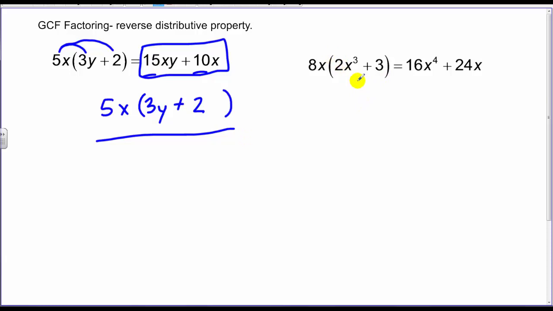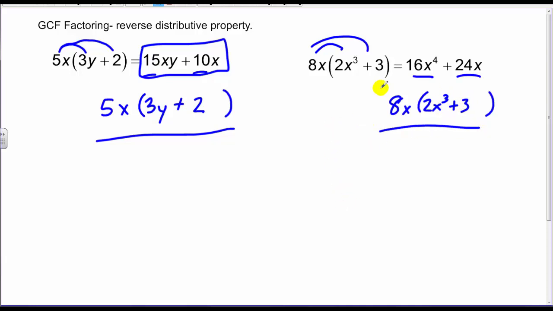Likewise, you'll see over here that I have a product of a monomial and a binomial, and when I distribute that out, I get this term to the right. Between 16 and 24, they have a greatest common factor of 8, and then x, because there's one x in common in both. What remains is the GCF factoring from that sum of the two monomials.